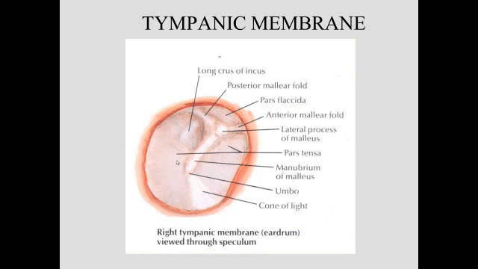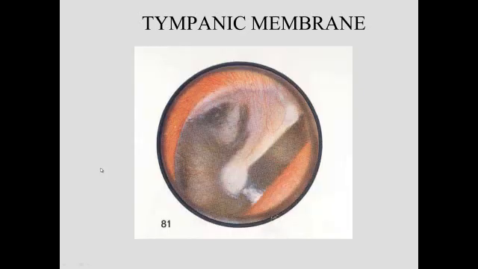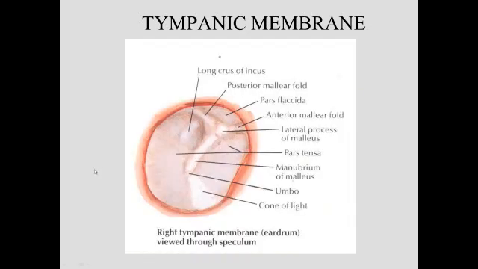I think you'll find just about everything in the previous image labeled right here, so feel free to go back and forth in order to see what's what. Don't worry about this anterior mallear fold, but you will need to worry about the incus. You will need to worry about the pars flaccida, the lateral process of the malleus, the pars tensa, the manubrium of the malleus, and the umbo.